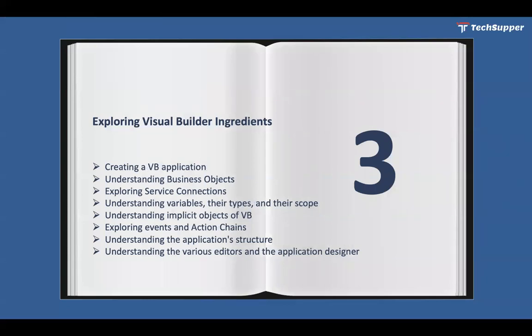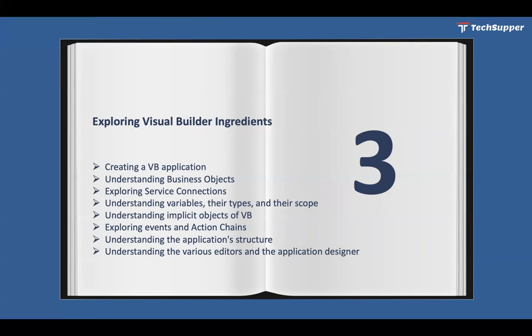The third chapter is related to the Visual Builder basic building blocks, and the heading of this chapter is Exploring Visual Builder Ingredients. In this chapter, we will start creating a VB application, which is a collection of web and mobile applications. We will understand the business objects. We will understand the service connections. We will understand various variables, their types and their scope. We will understand the implicit objects of VB. We will explore the events and action chains.